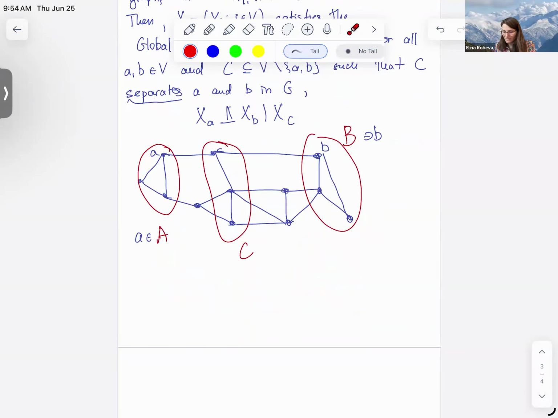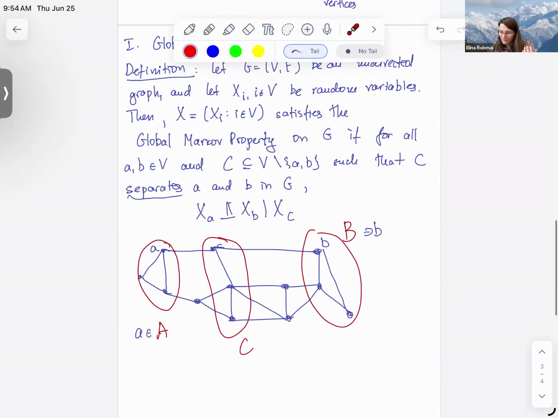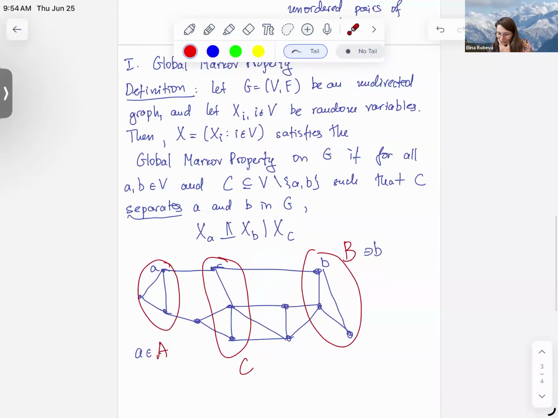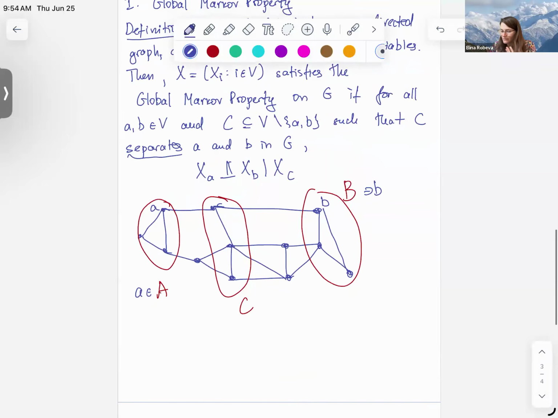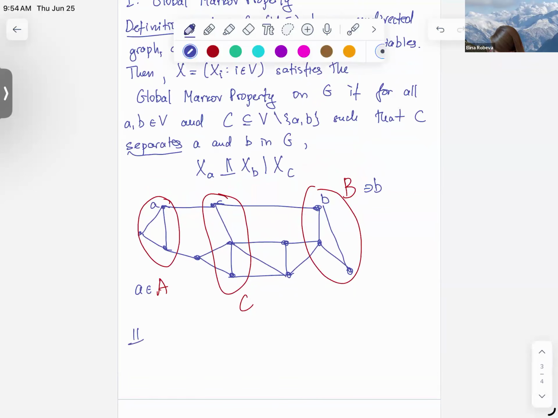All right, so this is the global Markov property. Again, basically your vector satisfies the global Markov property if for every two sets of vertices that are separated by a third set of vertices, you have this conditional independence statement. Okay, so that's one way to define the graphical model. And the second way, which we also already alluded to, is the factorization definition.